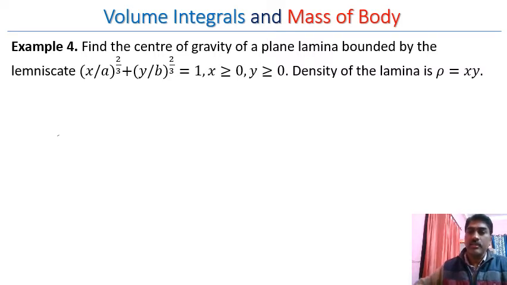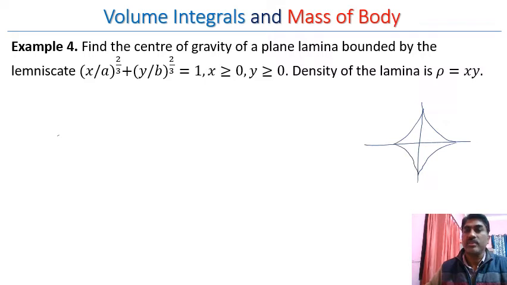I think you must have learned the tracing of curves, and you know that the shape of the lamina is something like this. This point is (a, 0), this is (-a, 0), this is (0, b), and this is (0, -b). But the question instructs us that x and y are non-negative, which means we have to consider the first quadrant only. So this region we will consider, and we will disregard the other three regions.